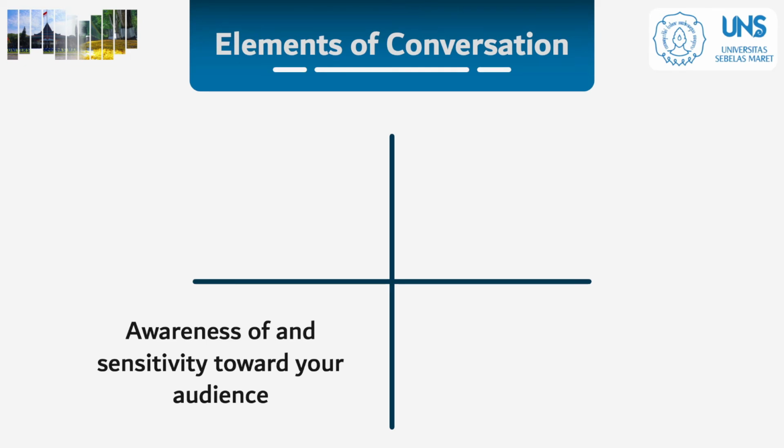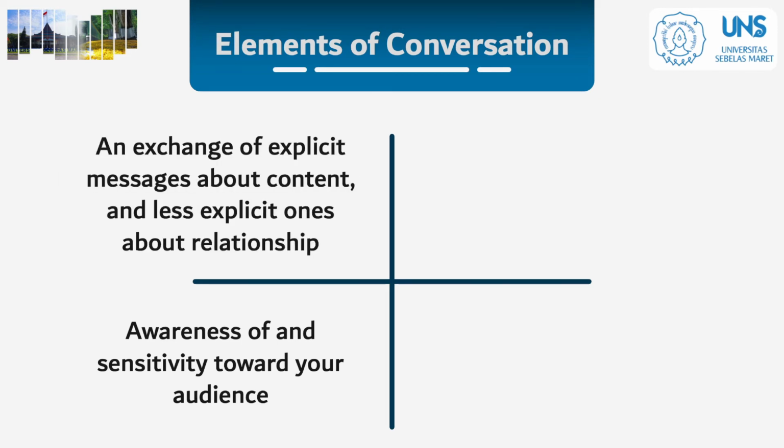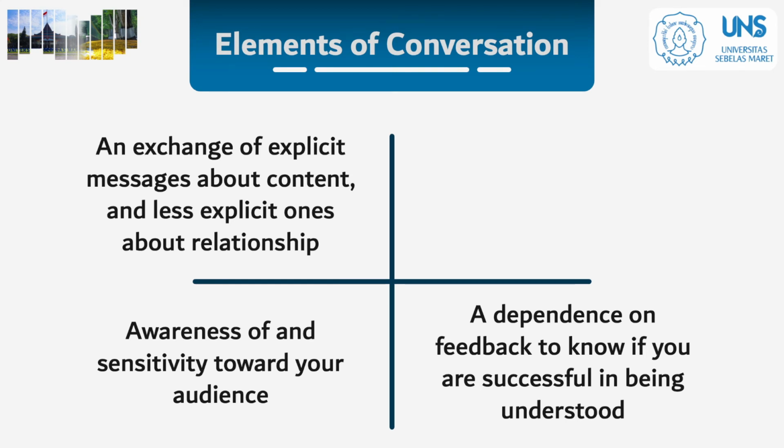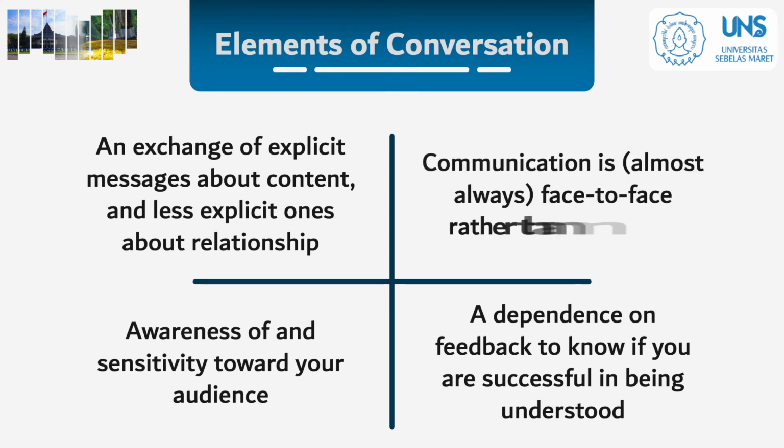Because conversation has elements of, first, awareness of and sensitivity toward your audience, in this case, more than one person. Second, an exchange of explicit messages about content, such as facts, ideas, or information, and less explicit ones about relationships, for instance, how you relate to one another, such as trust, liking, respect. Third, a dependence on feedback to know if you are successful in being understood, usually nonverbal in public speaking, but still present. And the last, the fact that public speaking communication is almost always face-to-face rather than mediated through a computer, telephone, mass media, or writing.